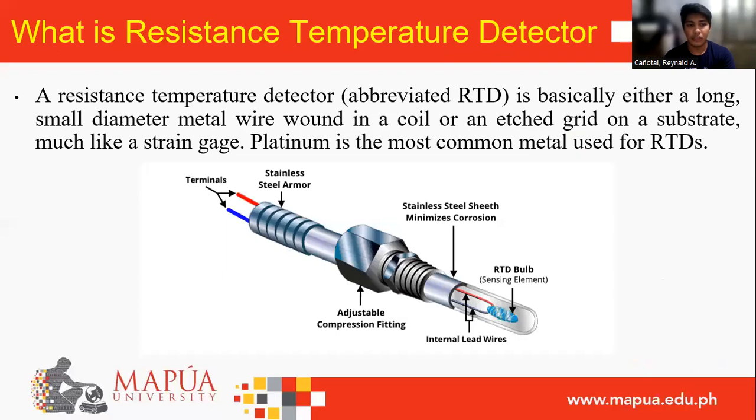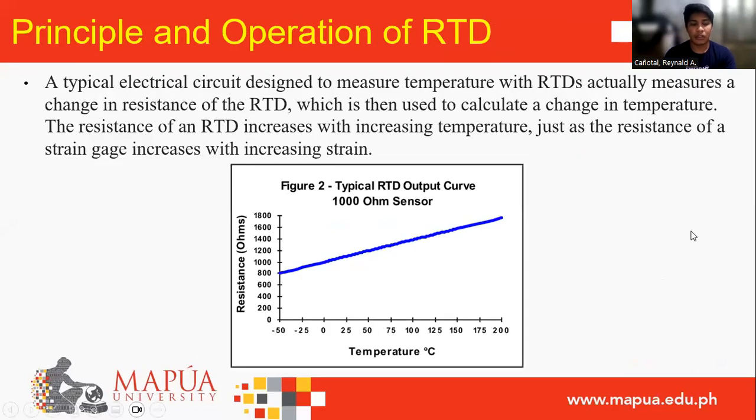RTD, or resistance temperature detector, is basically either a long, small diameter metal wire wound in a coil or an etched grid on a substrate, much like a strain gauge. Platinum is the most common metal used in RTDs. And this is the principle and operation of RTD.